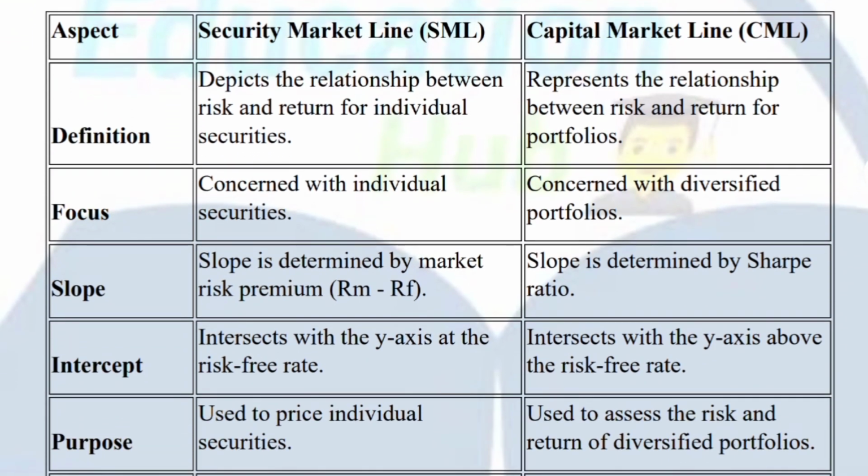After that, the differentiation is on the basis of slope. The slope of the SML, that is the security market line, is determined by the market risk premium. That means the difference between the expected return of the market portfolio and the risk free rate. As you see in the PDF, there is a formula, RM minus RF, which means the difference between the expected return of the market portfolio and the risk free rate.